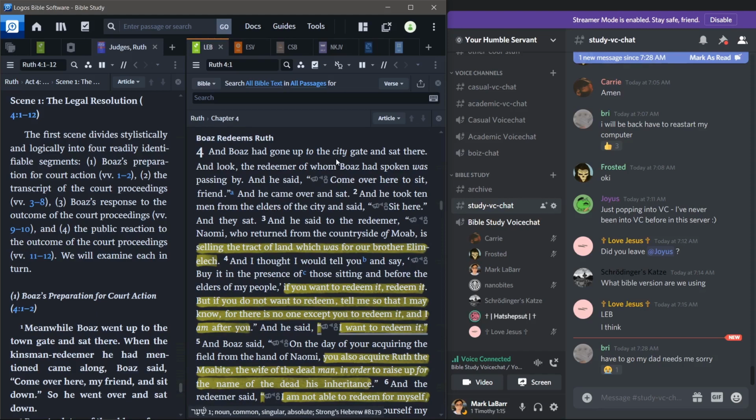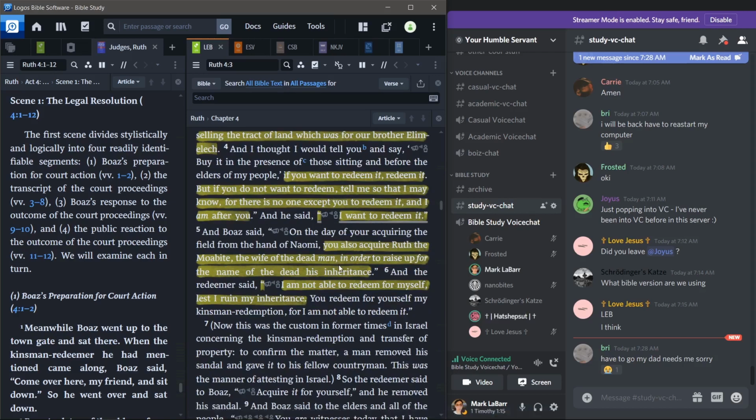I was just going to say, so my understanding of why the first Redeemer in line was like, oh, no thanks, once he found out that Ruth came with the deal, is because any children that he would have had by Ruth, and I don't know if you mentioned it, sorry if I missed it, he would have had to share inheritance with them, and he likely already had children otherwise. So that's one conjecture on why he was like, no thanks, once he found out that Ruth was part of it.